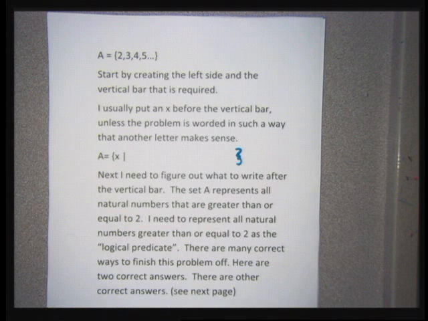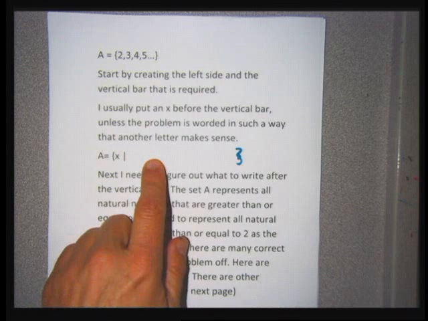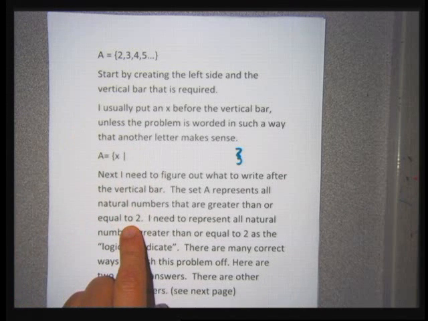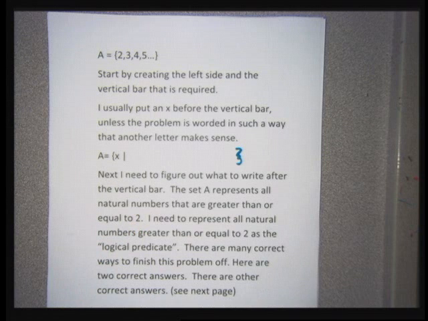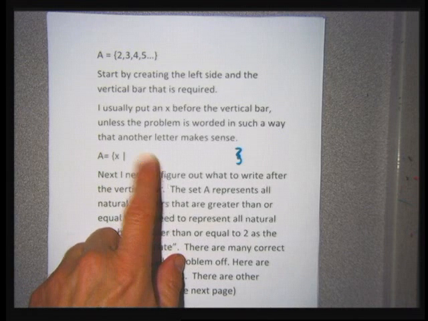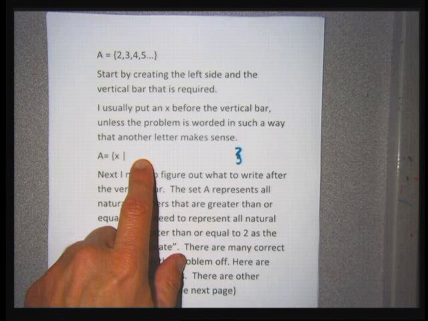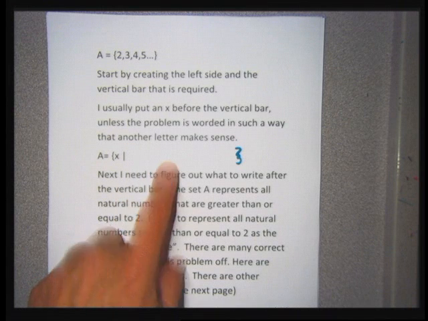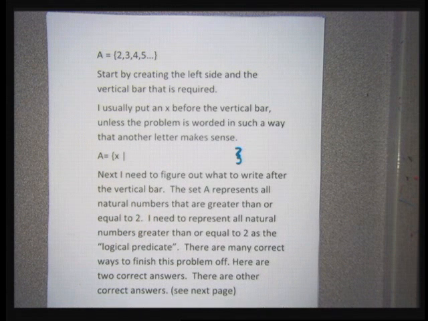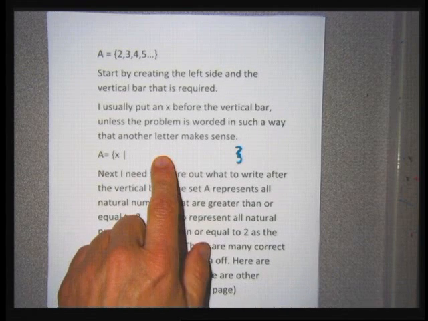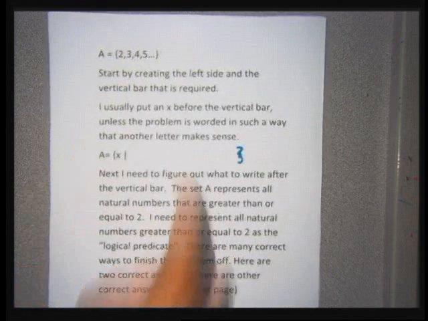What I need to do is write something after this vertical bar that represents the numbers 2, 3, 4, 5, and so forth. And the numbers 2, 3, 4, 5, and so forth, they're all natural numbers, and they're greater than or equal to 2. So I'm going to have to write something after this vertical bar that tells the reader looking at this that the set A contains the natural numbers only, and its numbers are 2 or bigger. So I'm going to, on the next page, write down probably a couple different ways to finish out the set builder notation that describes the set well enough.